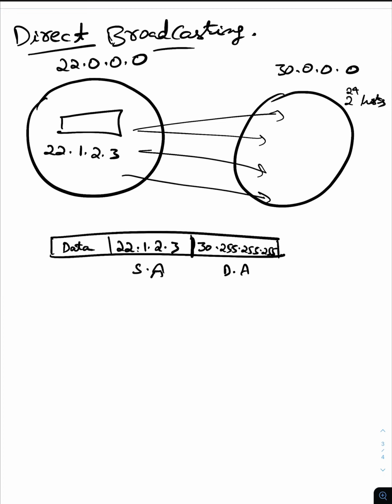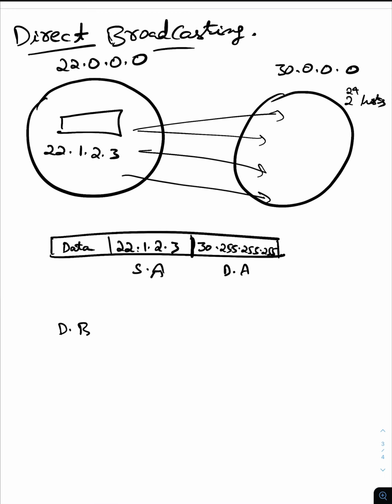So just as in the limited broadcast you have all 255s in your destination address, here you have all 255s in your host ID, and your network ID remains the same. So when you want to send a data packet from one host in one network to all the hosts in a different network, you just need to send to a destination with a network ID with all 255s in the host ID.